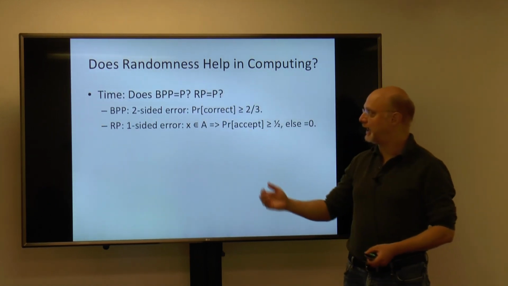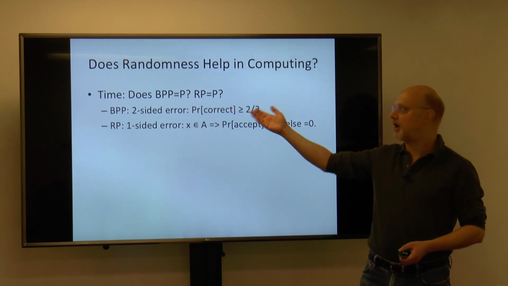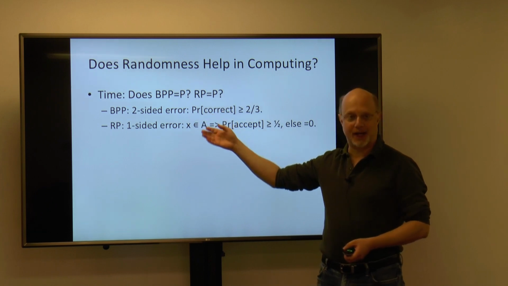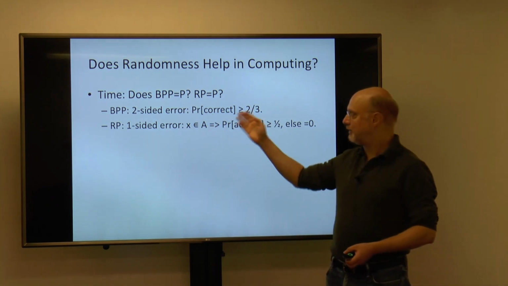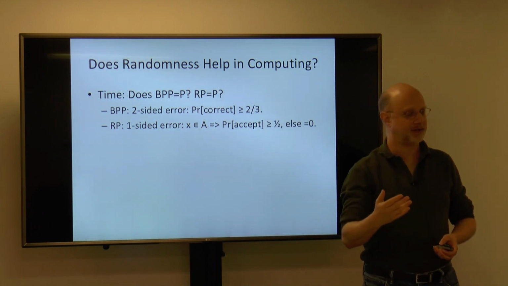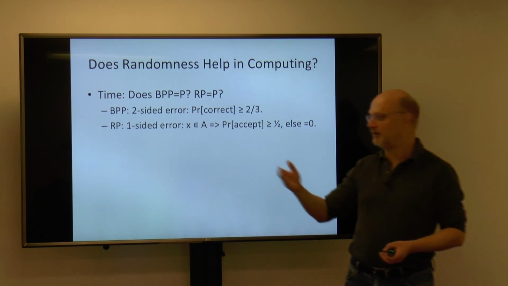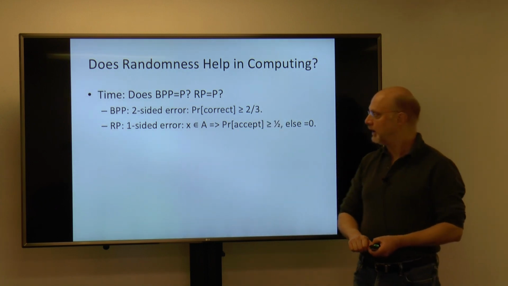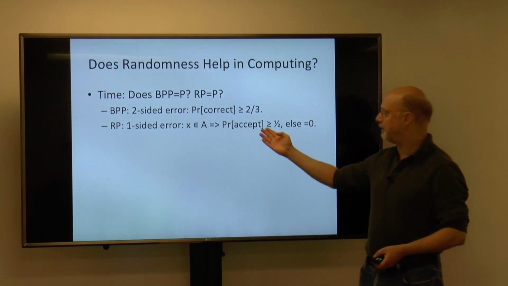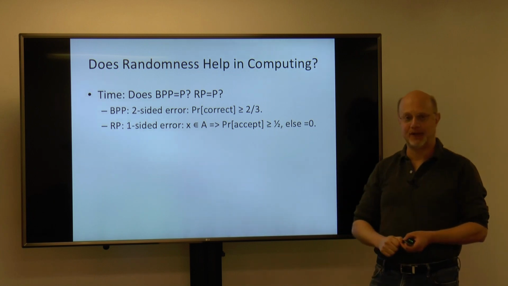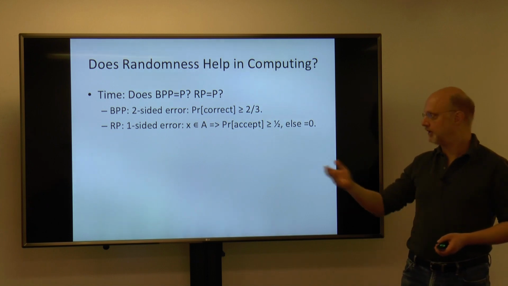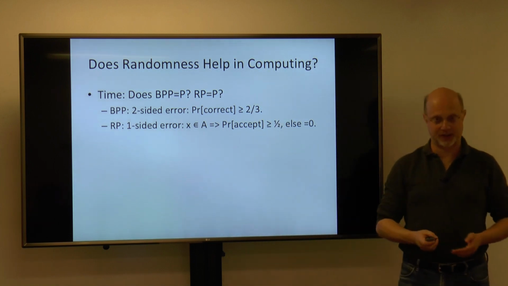More generally, one can ask, does BPP equal P or does RP equal P? BPP stands for two-sided error randomized polynomial time algorithms. On any input, the probability that you're correct is at least 2/3. And of course, you could amplify and get really high probability just by repeating it many times and taking majority. RP refers to one-sided error. If X is in the language, then the probability that the algorithm accepts is at least 1/2. If X is not in the language, then the probability it accepts is 0. And again, you could improve the 1/2 to exponentially close to 1.